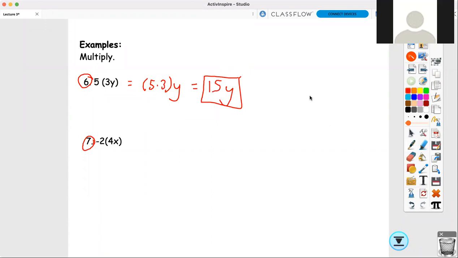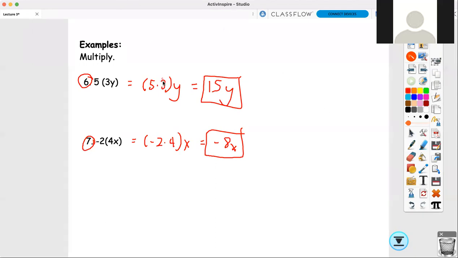And then we look at example 7, negative 2 times 4x. We can do the same thing, right? So then we'll do negative 2 times the 4 and then leave the x outside, which is negative 8x. Very simple, right? I'm not going to have you practice this because it's common sense, it's just multiplying, guys. But does everyone understand how that works, how the letter is still there?